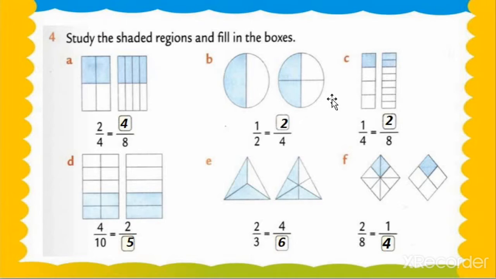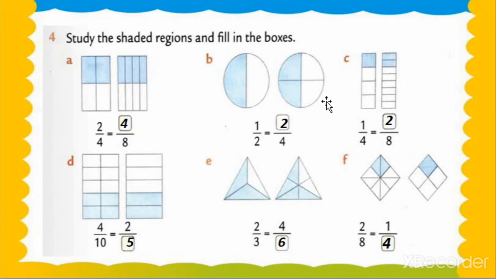In the second circle there are 4 parts: 1, 2, 3 and 4. So that's why, my dear students, there are 4 parts. So we mention 4 in the denominator.